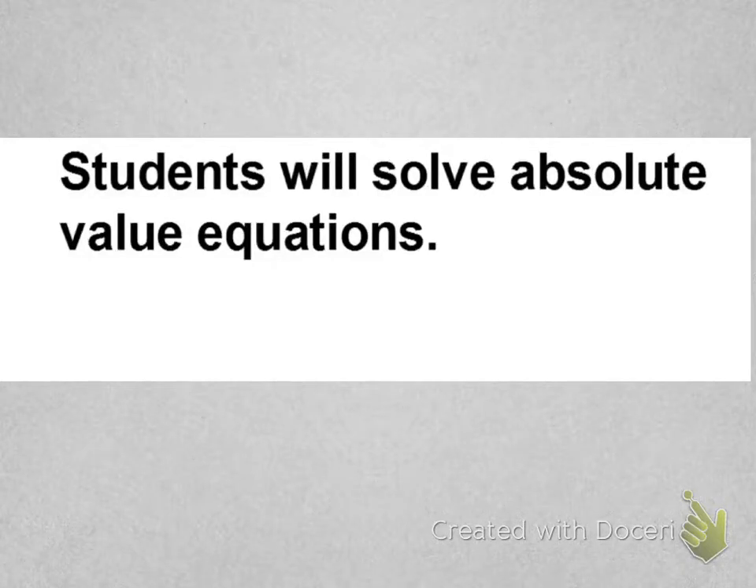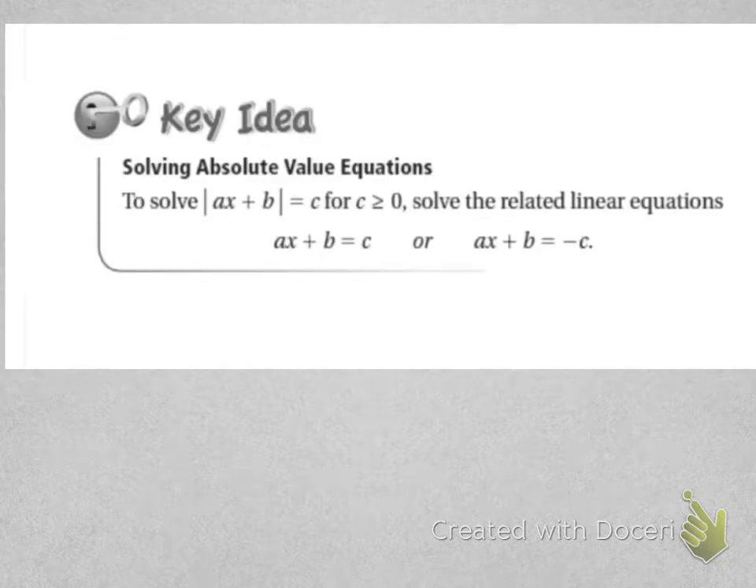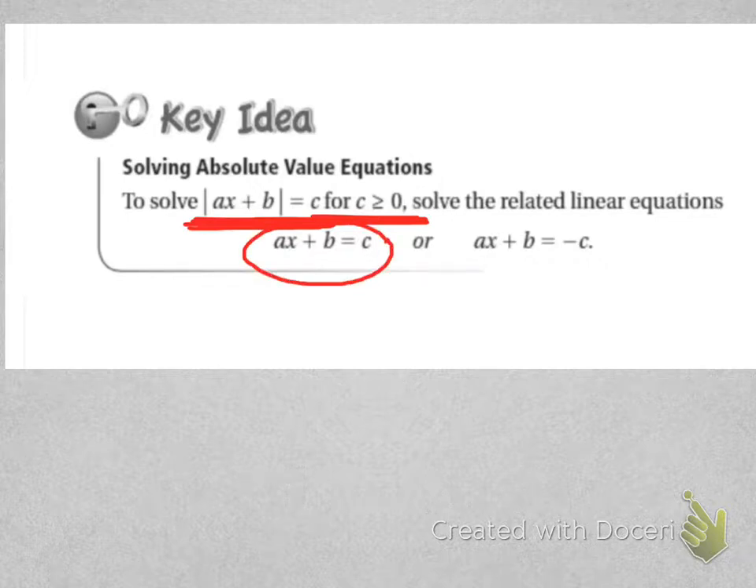Today I'm going to show you how to solve absolute value equations. So the important part here is we need the equation to be in the form of the absolute value of ax plus b equals c, and c has to be greater than or equal to 0. Then we break down the equation into two equations, ax plus b equals c, or ax plus b equals negative c. So there are two answers to these absolute value equations.